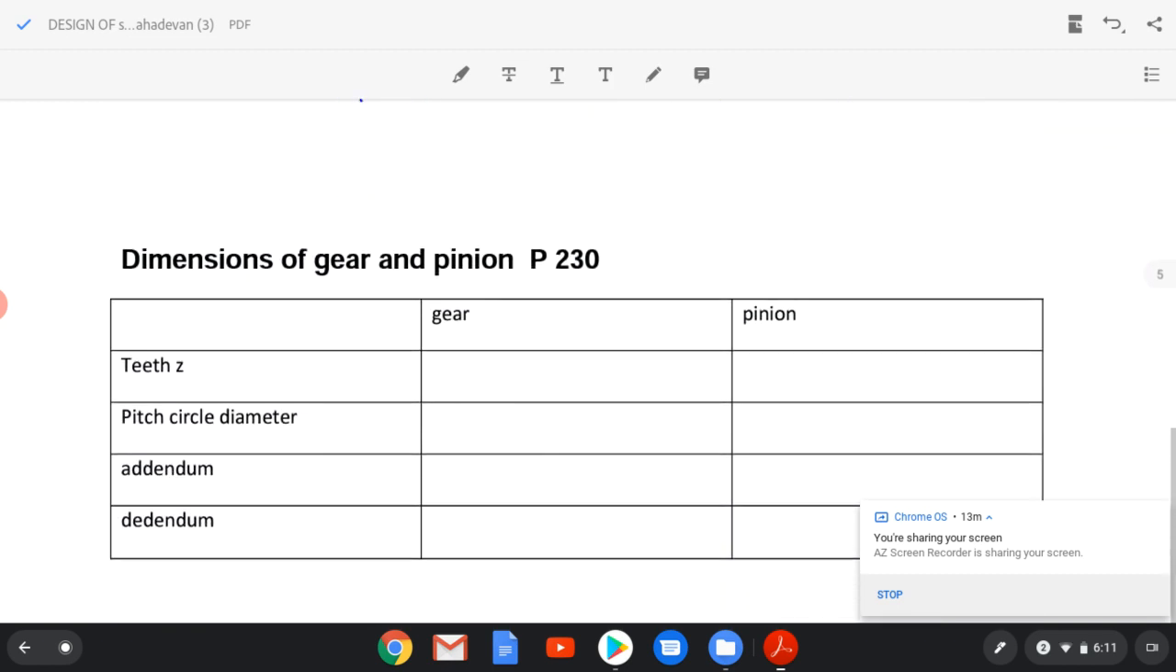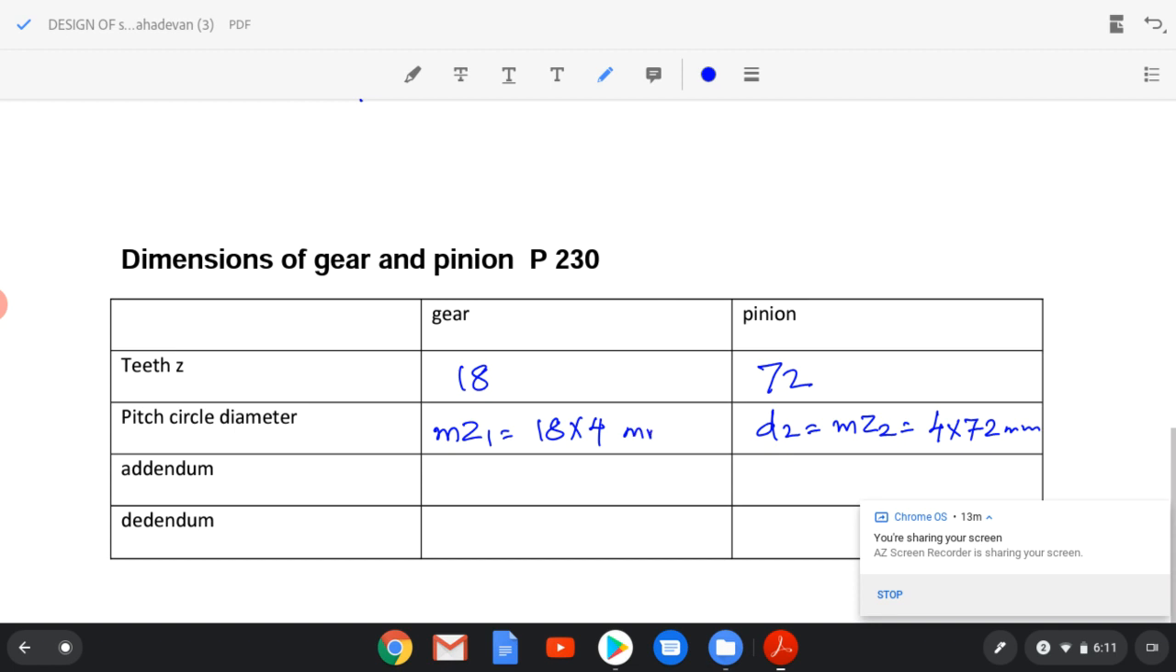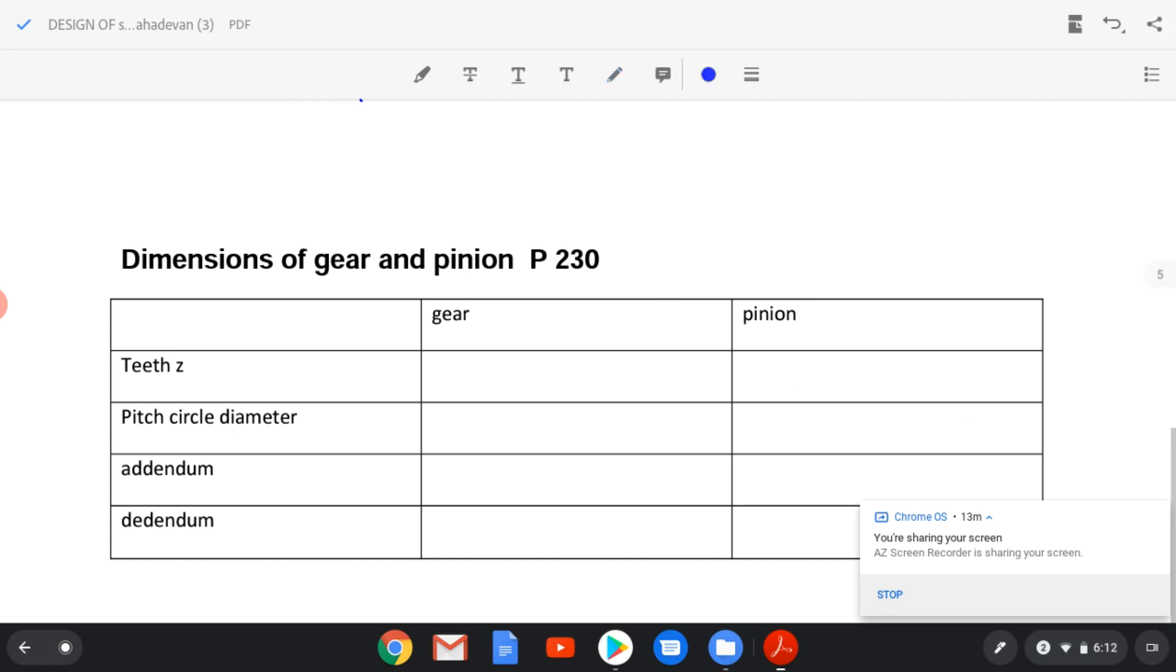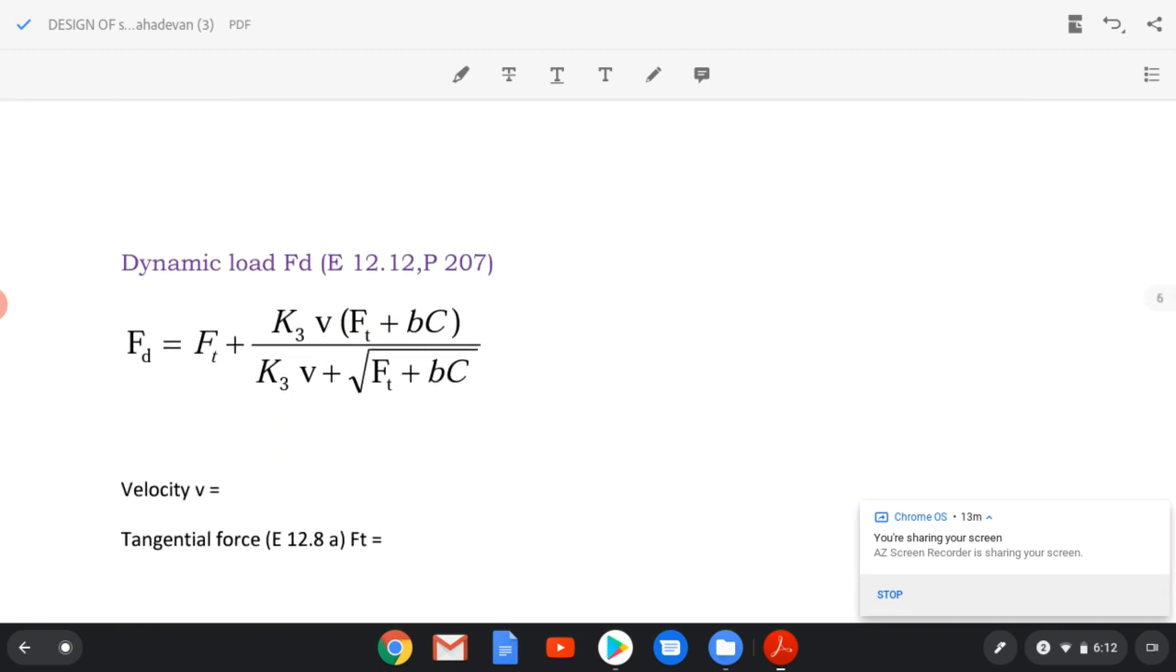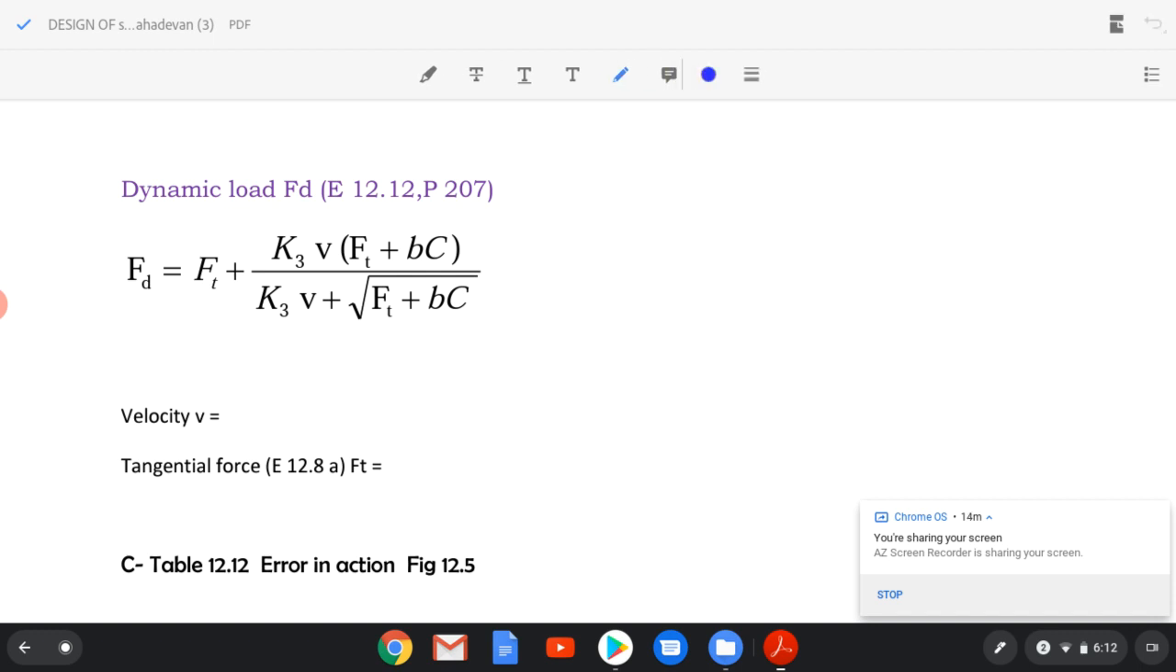After finding the module, we can find the dimensions of the pinion and the gear. We have Z1 equal to 18, Z2 equal to 72, D1 equal to m Z1 equal to 18 into 4 for the pinion, and D2 equal to m Z2 equal to 4 into 72 mm. You can find all these values from the table given in page 230. After finding the dimensions, now we have to check for dynamic load and wear load. We have this equation. In this equation, Ft is the tangential load.